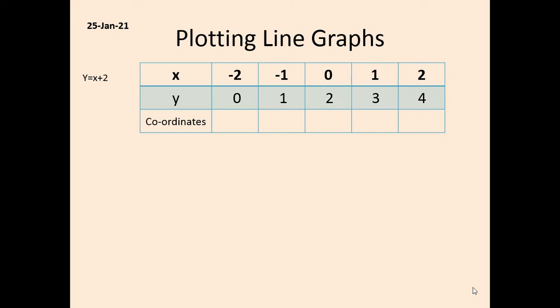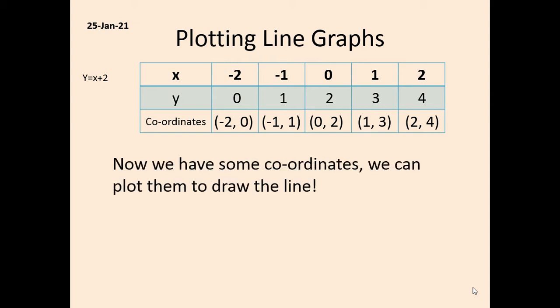The next one, -1, you add 2, you get 1. 0, you add 2, you get 2. 1, you add 2, you get 3. And 2, you add 2, you get 4. So that's how you work out the y coordinates. You use your equation to work out what your y coordinate is. So the coordinates are going to be fairly straightforward. You've got your x and y coordinates. And now that you've got your coordinates, it's very easy to plot the line graph.